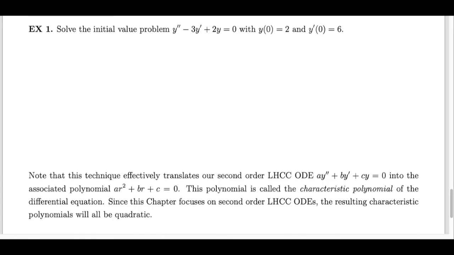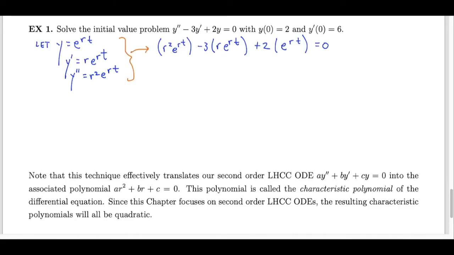In this problem, notice that we've been given an initial value for y. Think of that maybe as an initial position, and also an initial value for y prime. Think of that as like an initial slope or maybe an initial velocity. So let's imitate the procedure we used in the first example. First, I've assumed that my solutions have the form y equals e to the rt. I found the appropriate derivatives and plugged those in to my differential equation. Next, I'll do some simplification.